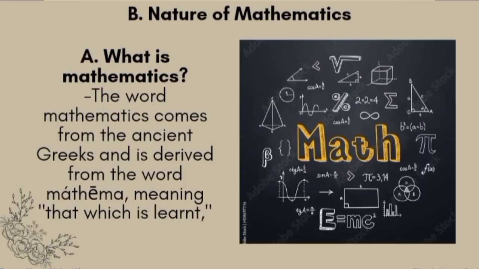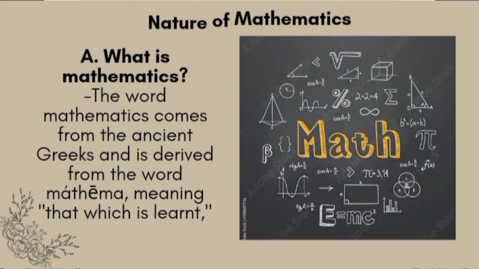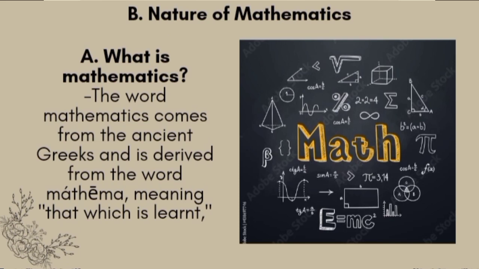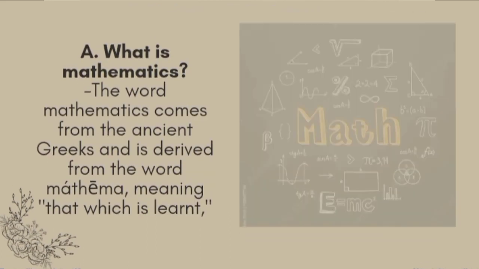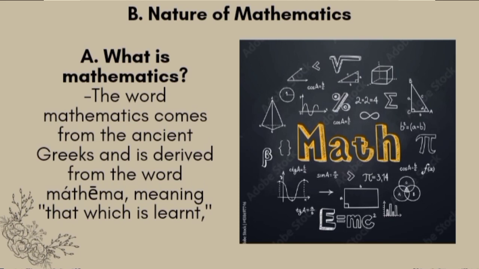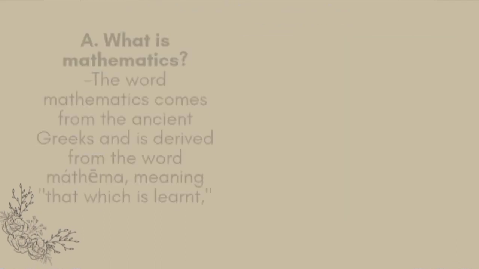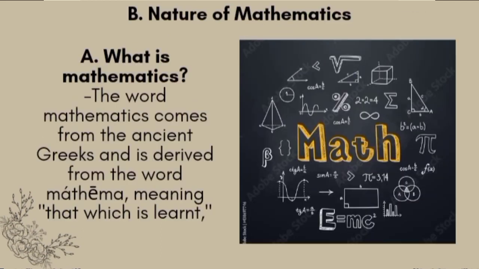The nature of mathematics. What is mathematics? The word mathematics comes from the ancient Greek and is derived from the word mathema, meaning that which is learned. Mathematics is the science that is concerned with numbers and their properties, relations and operations, and with shapes in space and their structures and measurement. Mathematics is a fundamental part of human thought and logic, and integral to attempts at understanding the world and ourselves. Mathematics provides an effective way of building mental discipline and encourages logical reasoning and mental rigor.